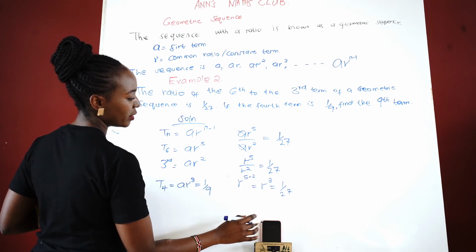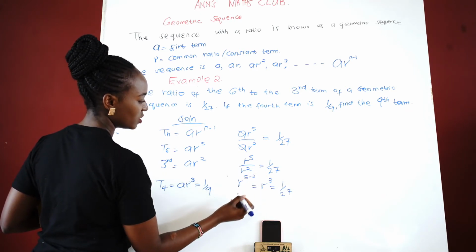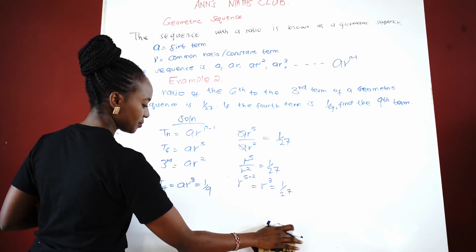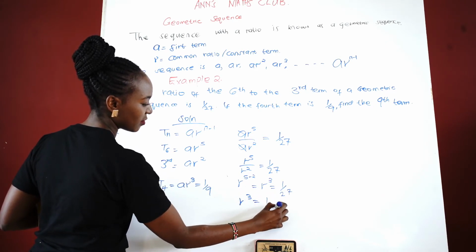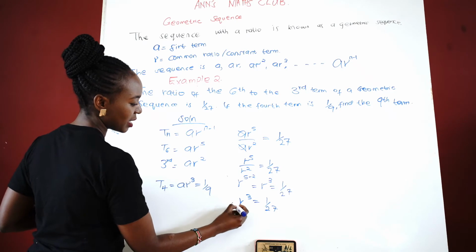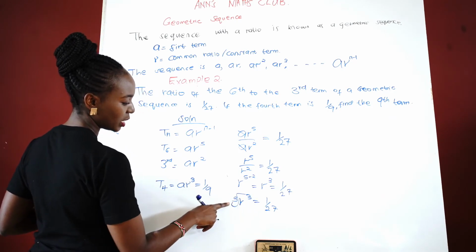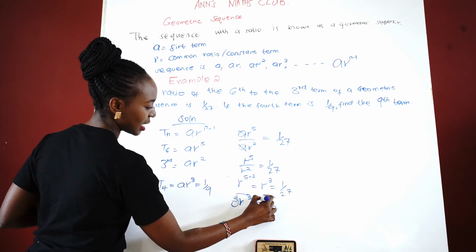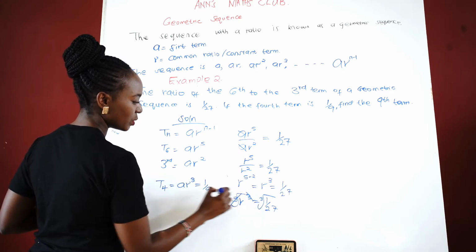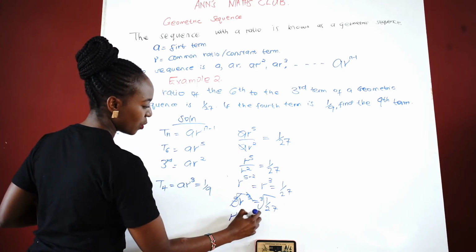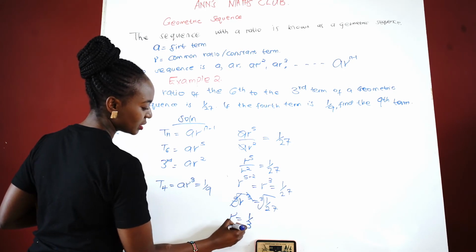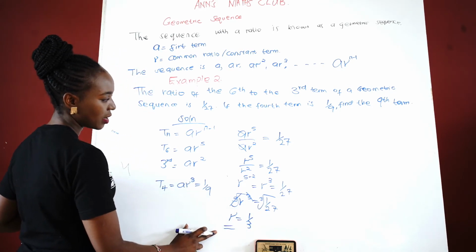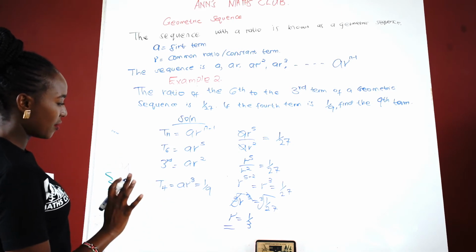Again, what are you required to do? Let me just write it clearly. r^3 is equal to 1/27. You can find this by taking the cube root on both sides. This will cancel with this, and you're left with r, which gives us 1/3. So this becomes our r.